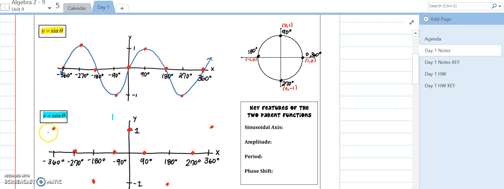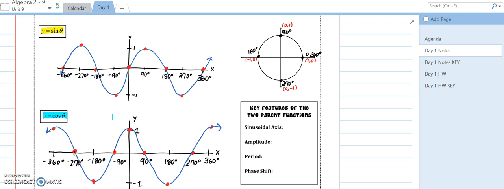So you'll see I have another curve whose pattern is super similar to the sine graph, meaning I start up high, go to the midline, down low, midline, high, midline, low, midline, high. The big thing here is cosine starts up high, so it'll start at 1 in this case.